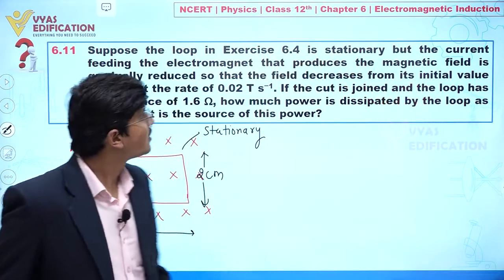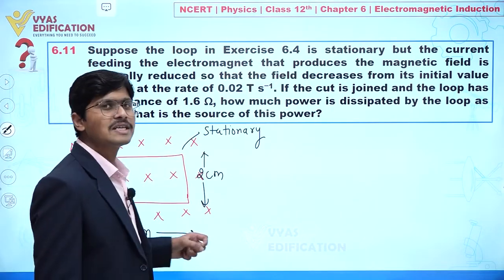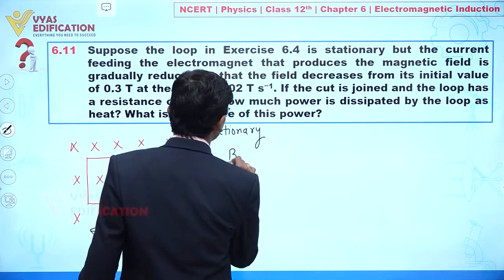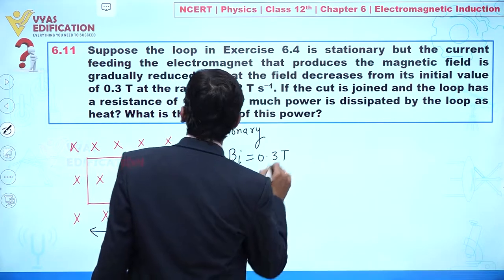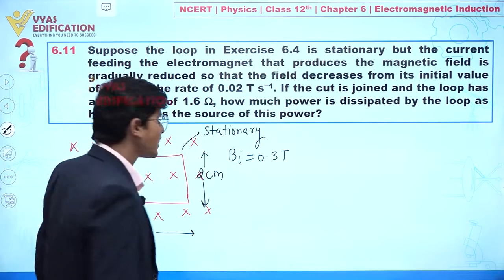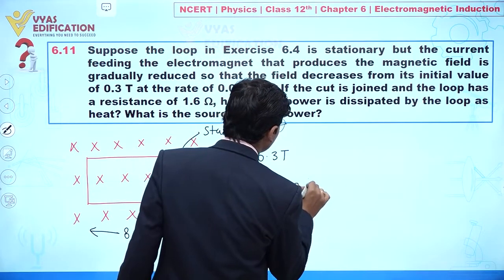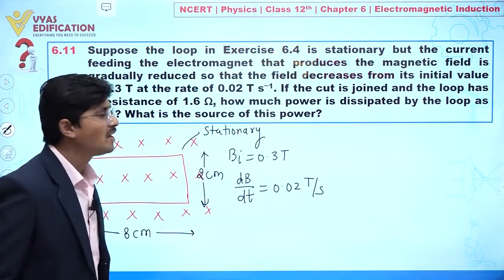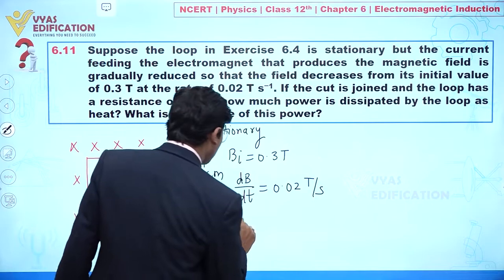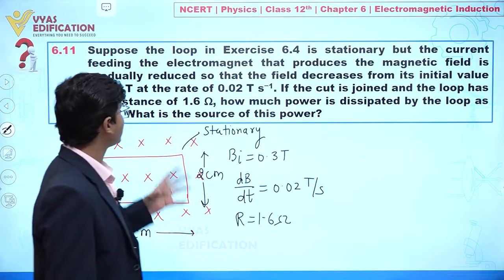But in this question the current feeding the electromagnet is now reducing, so we can say the value of B is decreasing from its initial value. The initial value Bi is 0.3 Tesla, decreasing at the rate of 0.02 Tesla per second. It means dB by dt is 0.02 Tesla per second. Now it is given that the cut is joined and the loop has a resistance of 1.6 ohm. Our objective here is to find the power dissipated by the loop.